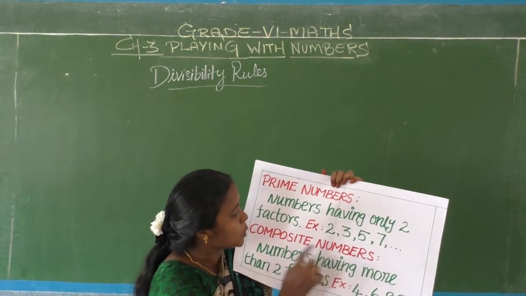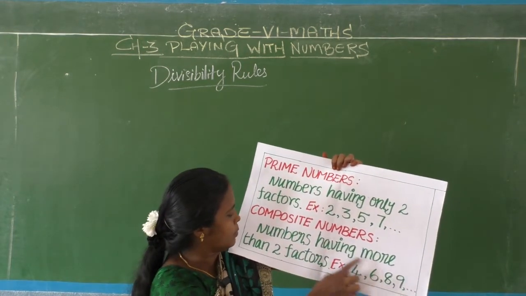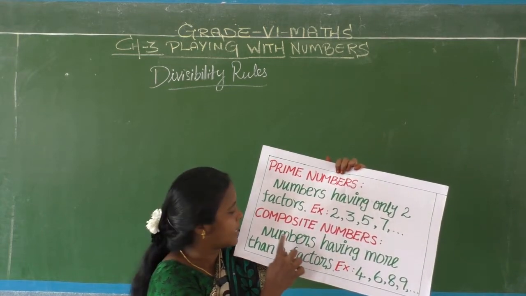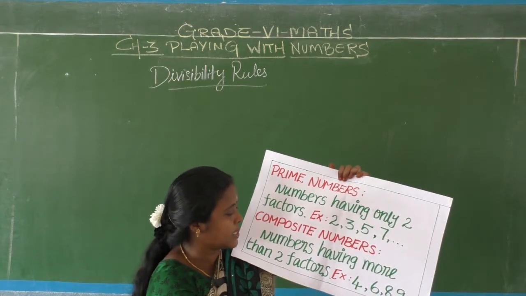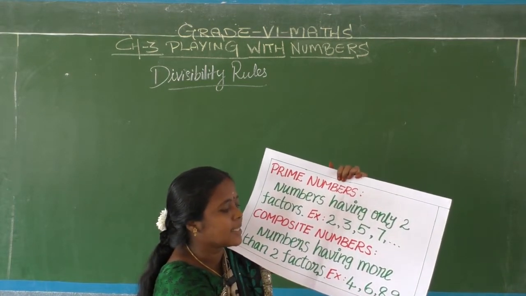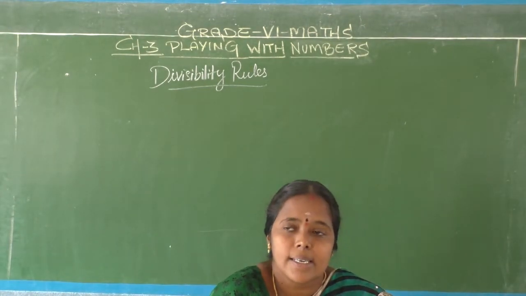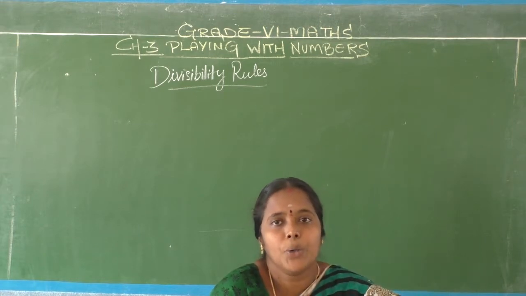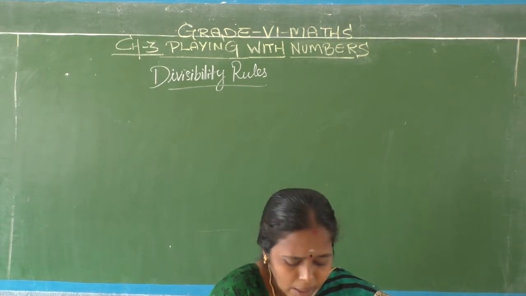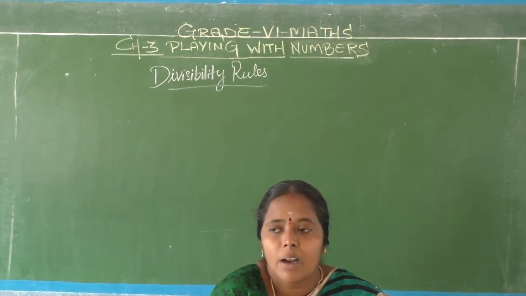And then composite numbers we have seen. What are composite numbers? Numbers having more than two factors are called composite numbers. Example: 4, 6, 8, 9, etc. Clear? About this only we have seen in the last class. Based on that, an activity also we have done: Sieve of Eratosthenes, finding prime numbers between 1 to 100. Clear? After that, today we will see tests of divisibility of numbers.